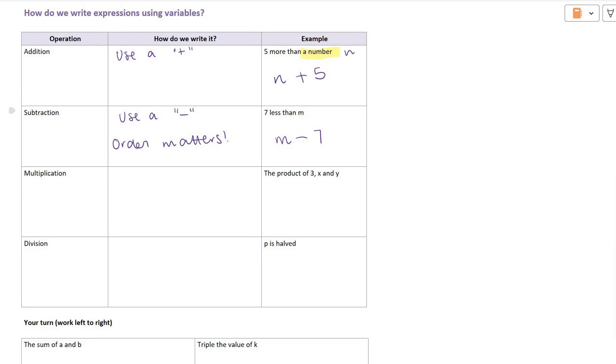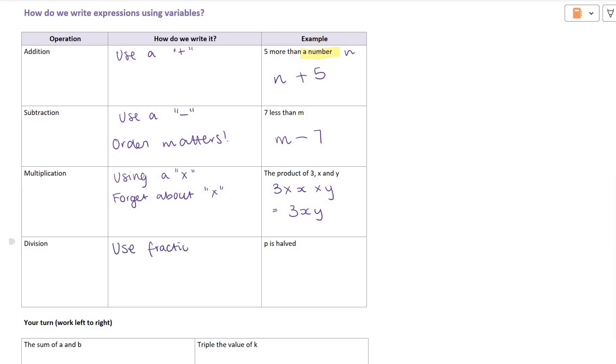Then for multiplication, write it out using a multiplication sign and then forget about the multiplication sign. So in algebra, you can write it out with the multiplication sign to start with, but then after that you have to get used to getting rid of it. The word product does mean times. So I'm going to do 3 times x times y, and I'm going to forget about those multiplication signs. That's equal to 3xy.